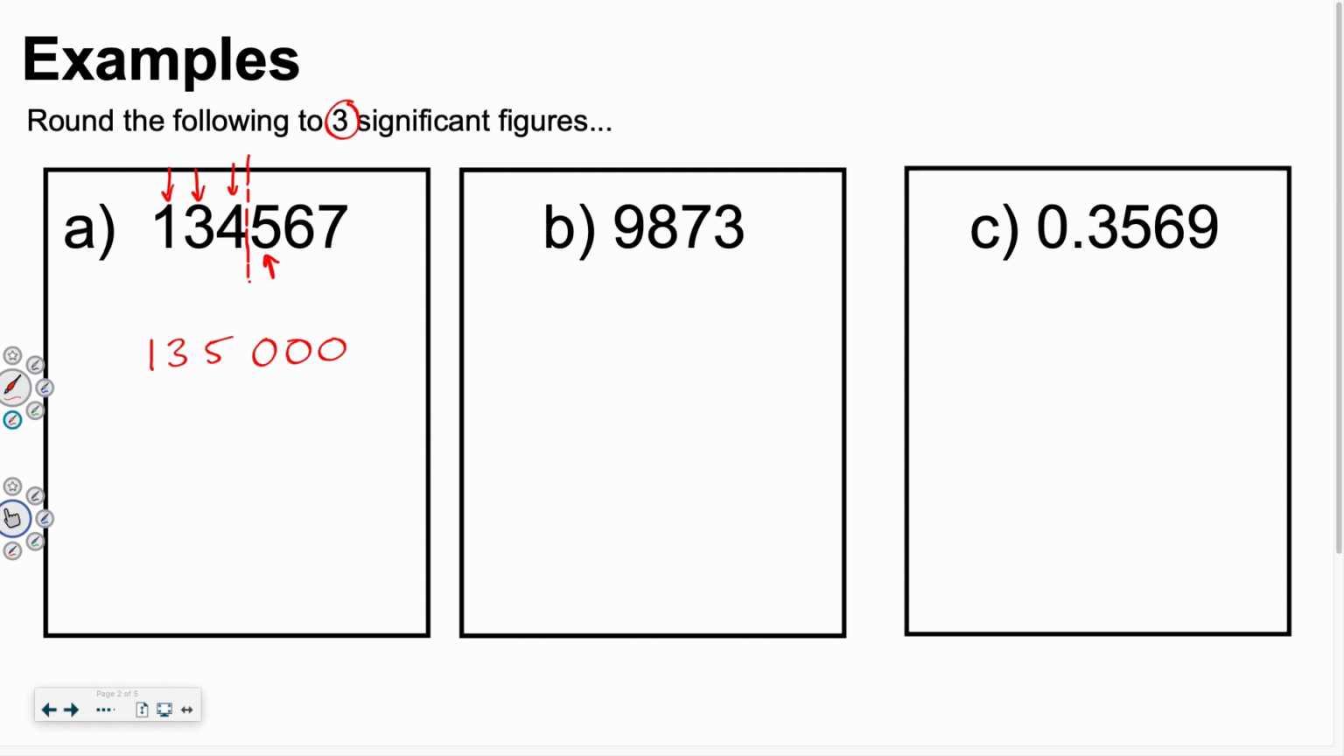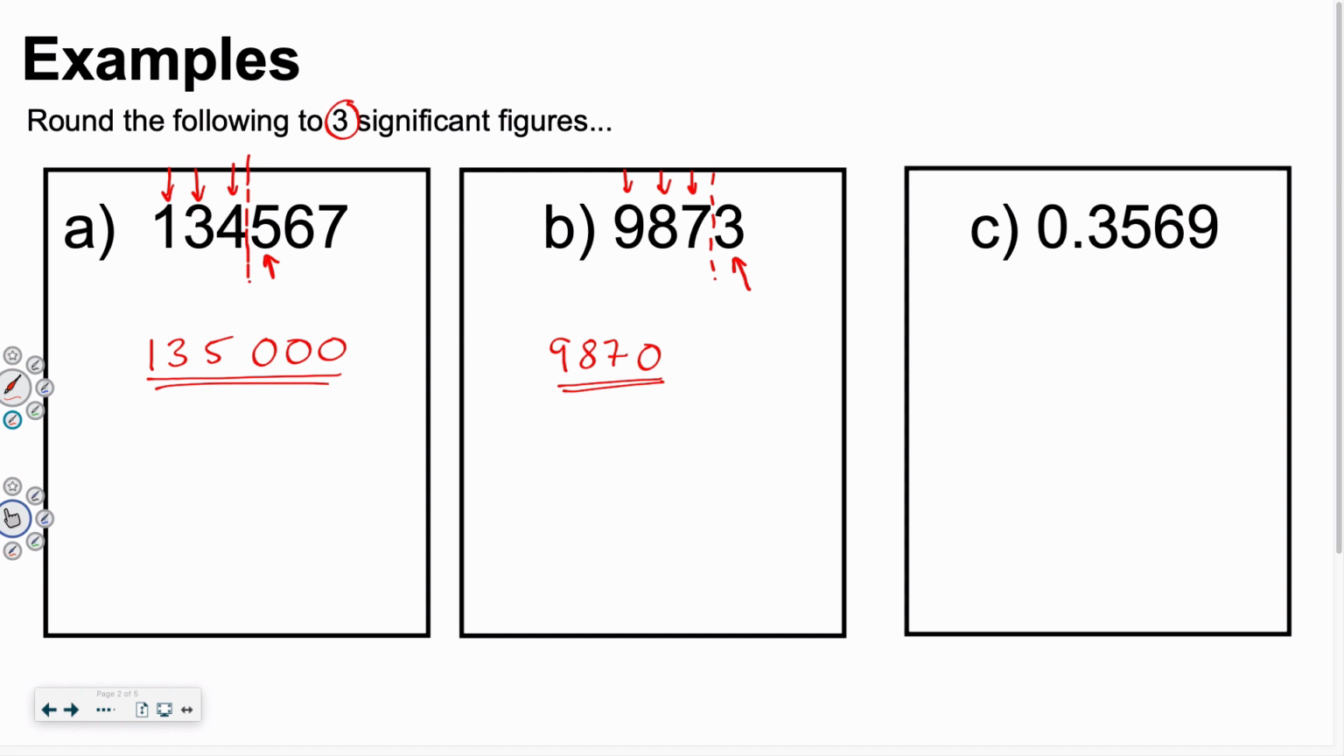Looking at part B, we've got 9,873. So we're again going to look at our first three numbers. So there's our first, second and third, and we're going to draw our line after our first three numbers. This number after the line is a 3, so it's going to keep the 7 as a 7, so it's going to be 9, 8, 7, and then the 3 gets replaced with a 0. And that's our answer for part B.